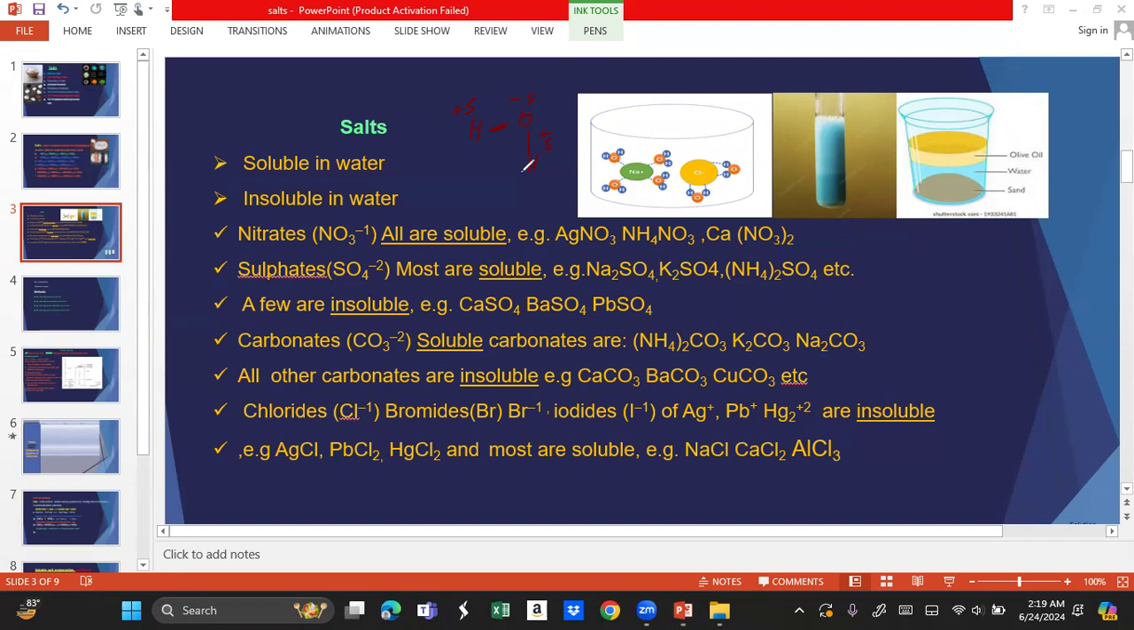Okay, so now when it has positive negative ends, an ionic compound has positive negative ends. So water through its hydrogen will attract chloride ion from sodium chloride, while it will attract sodium ion through its oxygen due to being oppositely charged. Hope you understand. Now, if we are talking about insoluble salt, say this is copper(II) carbonate, CuCO3.